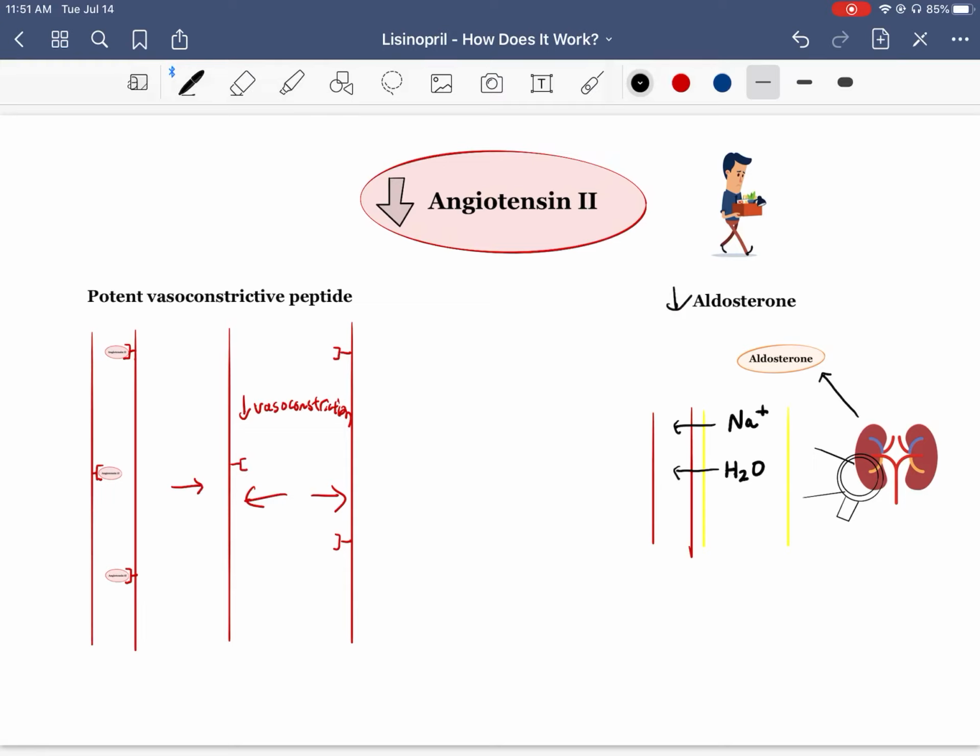By reducing the production of aldosterone, we then allow our kidney to excrete sodium and water into the urine rather than reabsorbing it into our bloodstream. Thus, this decreases the volume of fluid in our blood vessels, thus decreasing our blood pressure.